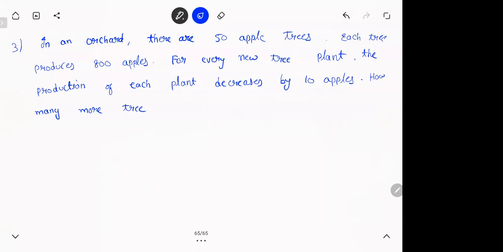Then imagine you plant 50 trees. So क्या होगा? Your production decreases by 500, meaning trees are producing only 300 apples. Doesn't make sense. You got more trees, but production कम हो गया. How many more trees have to be planted to get maximum production? So basically, I'm asking the maximum value of the function. The question will be like this. No one will give you a function and say find maximum and minimum. इसको कैसा करना है?